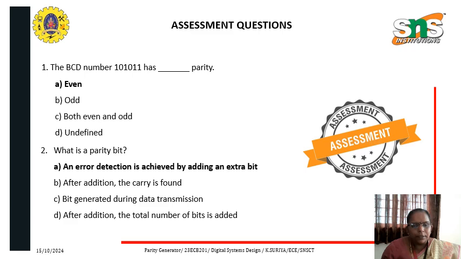What is a parity bit? The options are: an error detection is achieved by adding an extra bit; after addition, the carry is found; bit generated during data transmission; after addition, the total number of bits. So the answer is an error detection is achieved by adding an extra bit.